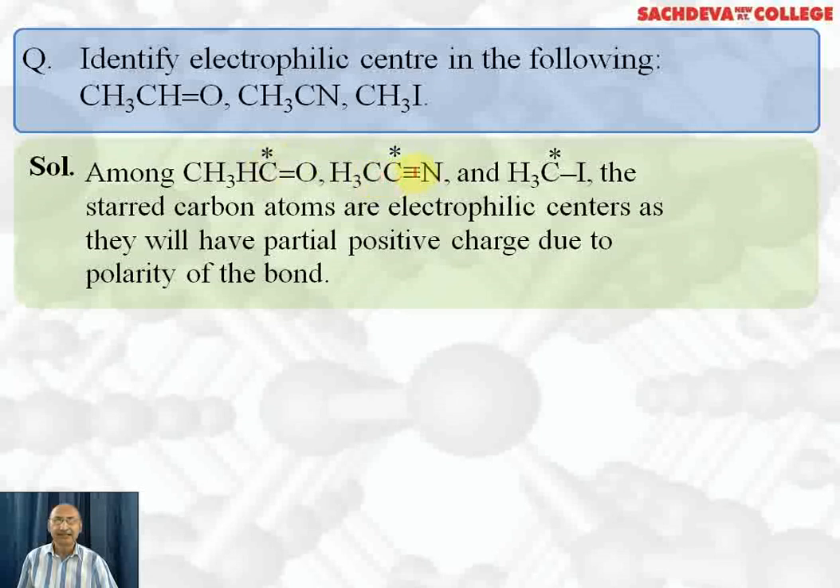In CH3CN also, these pi electrons will shift to nitrogen. So nitrogen will become slightly negatively charged. The starred carbon will become positively charged and will attract electrons. That's why this is the electrophilic center. This CH3 is attached to iodine. Iodine is more electronegative than carbon, so it will take the negative charge, and here it will create a positive charge. So this positively charged center will attract electrons, therefore it's called the electrophilic center. And they are due to the polarity of this bond.